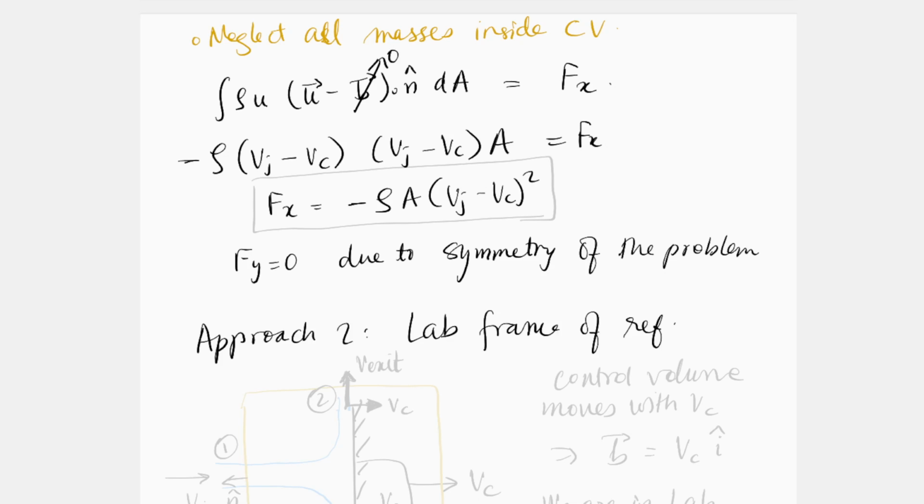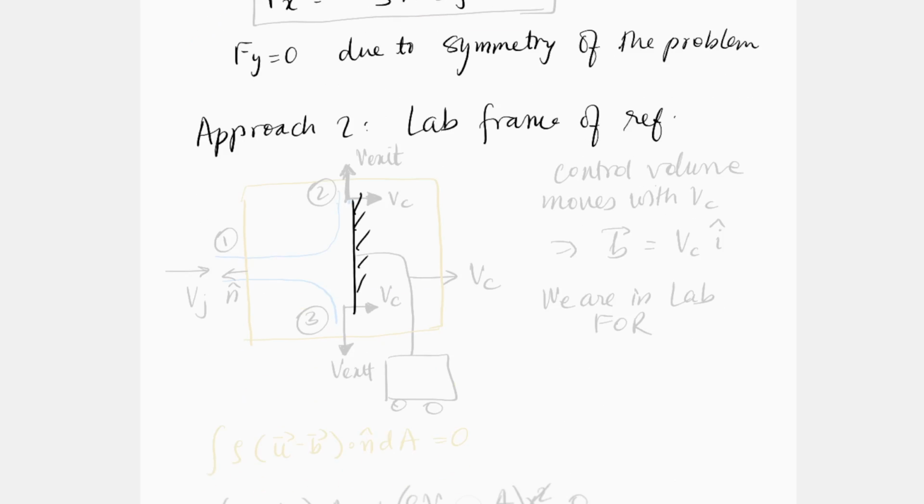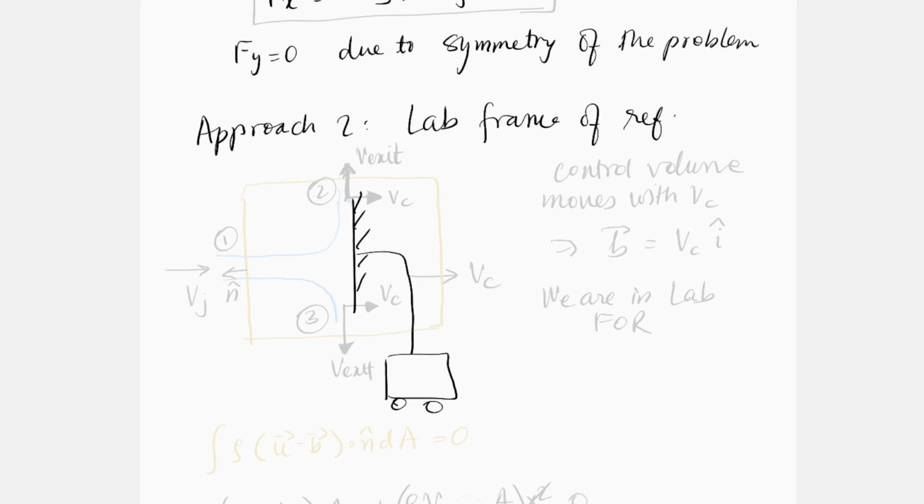So once again we have the plate which is connected to the cart, and there is a jet of water which hits it like this. In this case, the cart is moving with a velocity equal to Vc, and the jet is coming in with a velocity of Vj. So now once again the control volume will be this. The control volume is now moving with the velocity of Vc.